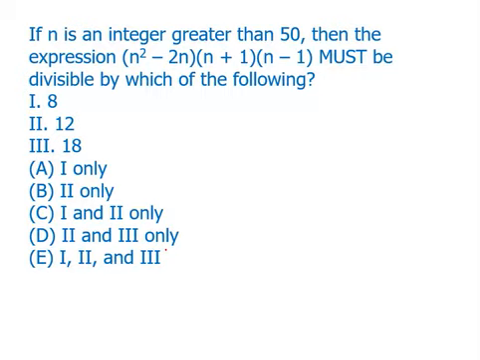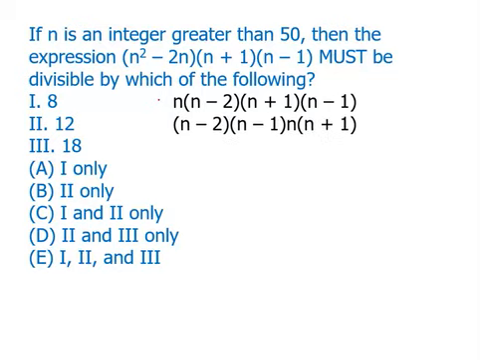Well, notice that this expression can be factored. And so we can factor out the n and then rearrange the terms. Notice that n plus 1 is 1 more than n. n minus 1 is 1 less than n. n minus 2 is 1 less than that. So what we have here is 4 consecutive integers, a product of 4 consecutive integers.